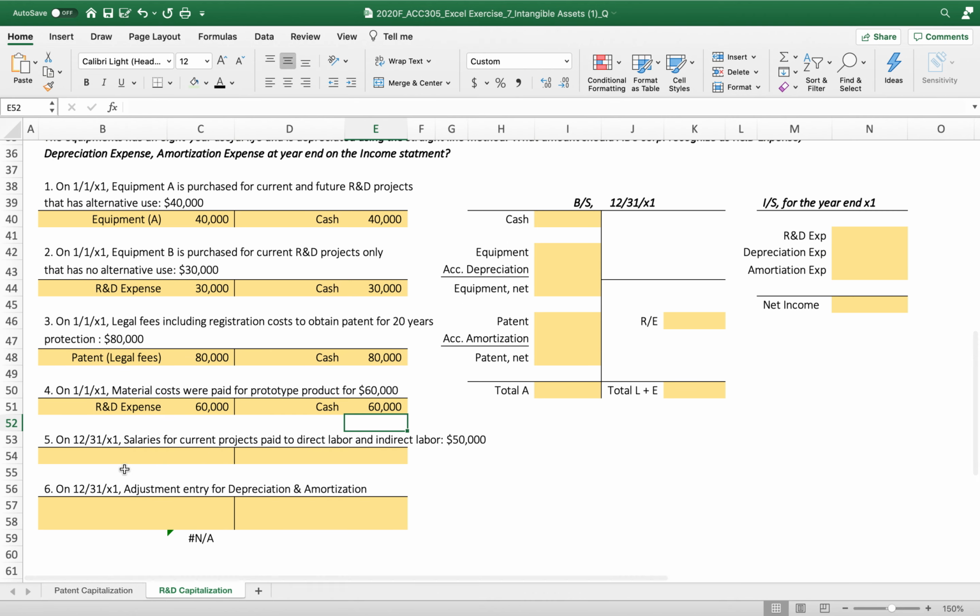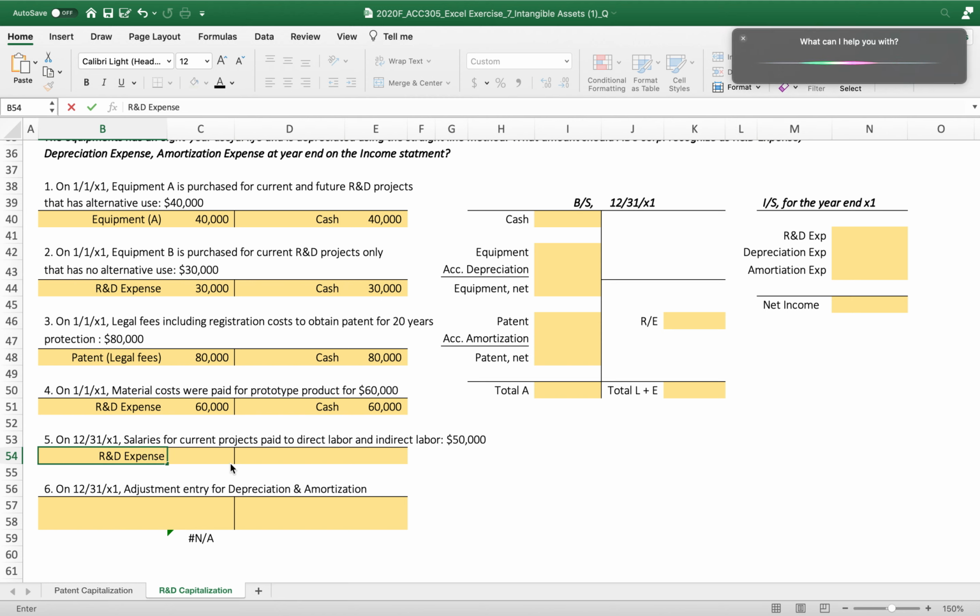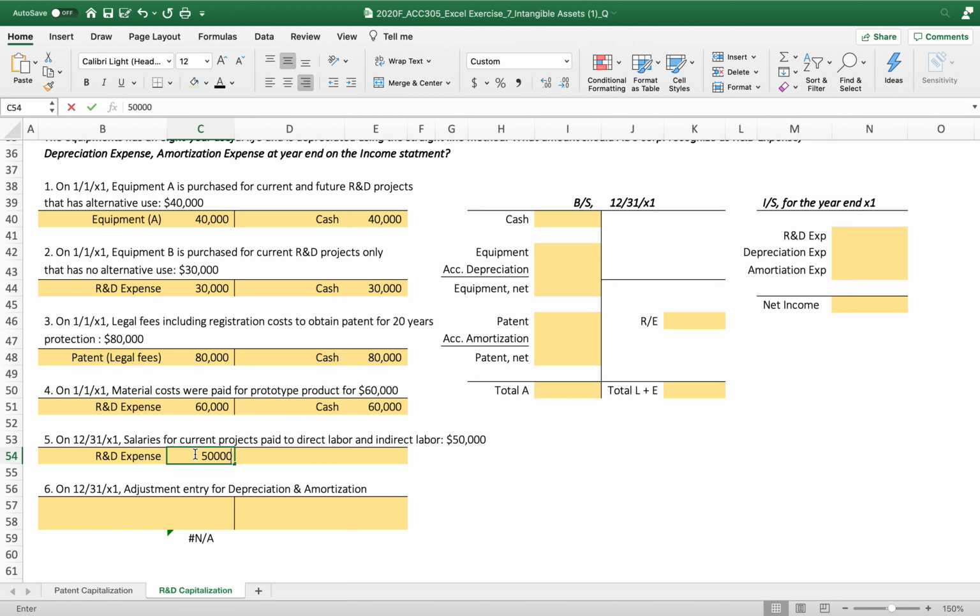Then salaries for the current project are paid to direct labor and indirect labor, that is $50,000. It is also only the current project, right? So we cannot capitalize it. So R&D expense. It is R&D expense, $50,000. Cash out.